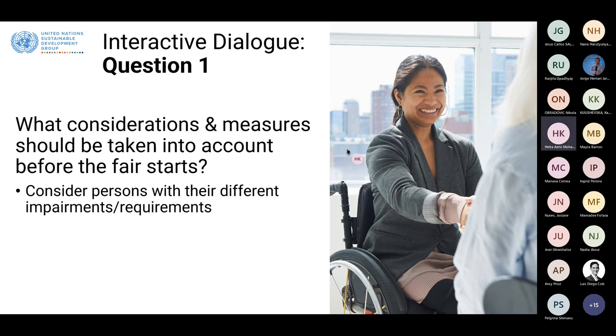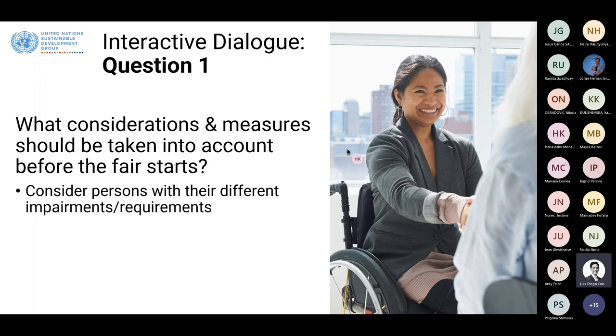Perfect, perfect. Thank you very much. So selecting an accessible location for the event is a key and essential element in selecting your venue. So let's just move on.